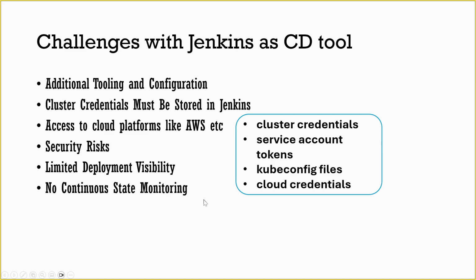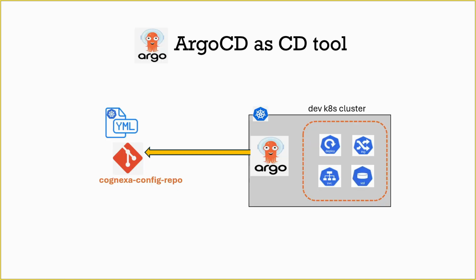So, to overcome the deployment challenges we just discussed, we turn to ArgoCD. It's a tool specifically built for Kubernetes that makes the entire continuous deployment or continuous delivery process incredibly efficient by leveraging GitOps principles. In this GitOps model, Git is the single source of truth. ArgoCD continuously watches a designated Git repository like this Cognexa config repo. It monitors for any changes and automatically pulls those changes into your cluster to keep everything in sync.